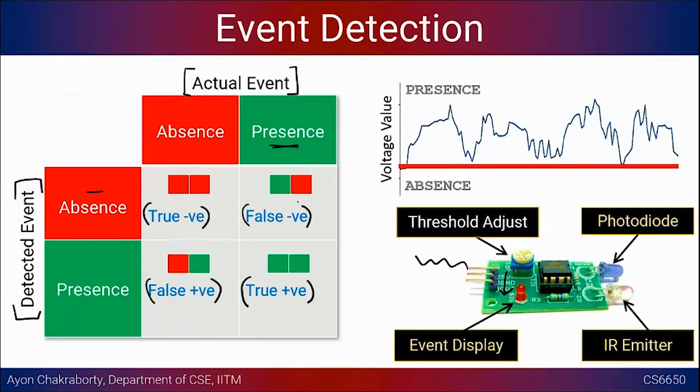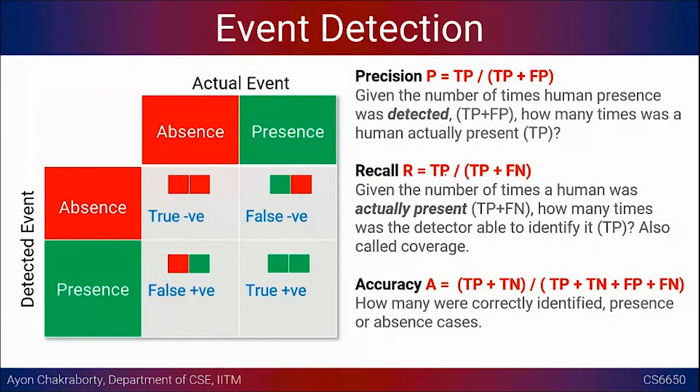Okay, so based on these four metrics, the true negatives, true positives, false negatives and false positives, these are very common metrics that we associate with the performance of the sensor. Particularly, this is the precision and recall. So read very carefully. This is the definition of precision. Given the number of times the human presence was detected, note, detected by the sensor, how many times was the person actually present?